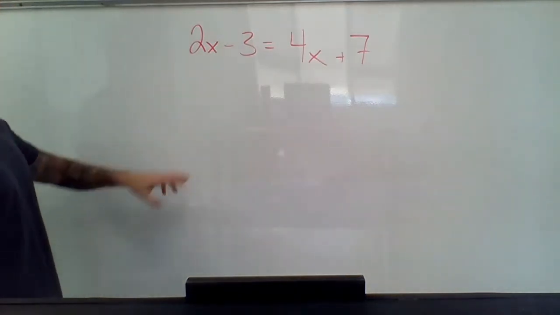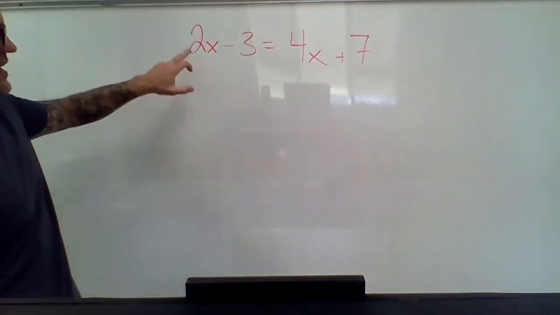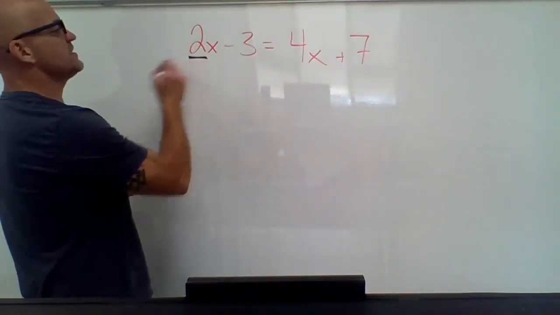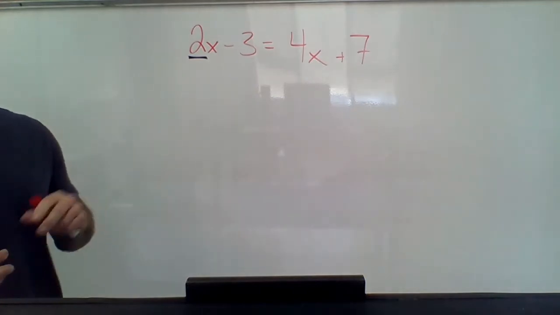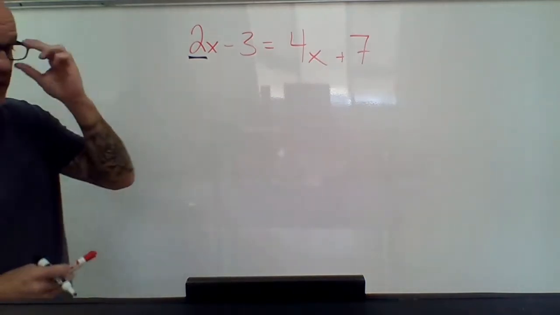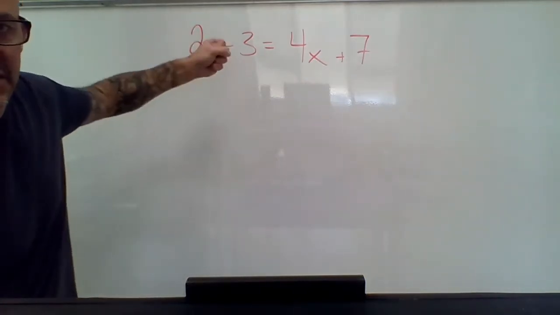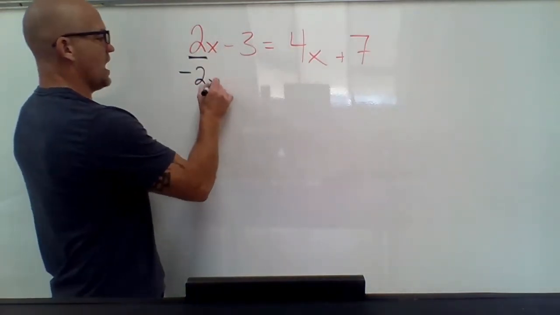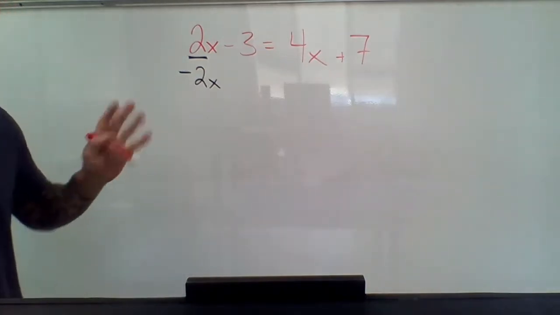So when I look at my x's, I see a 2x and I see a 4x. That tells me that this 2x is the smaller of the variables. So what I want to do is eliminate him. Well, how do I make a 2x disappear or eliminate? I subtract 2x. If I subtract 2x from that 2x, it will go away.